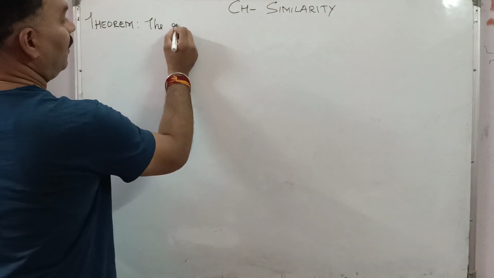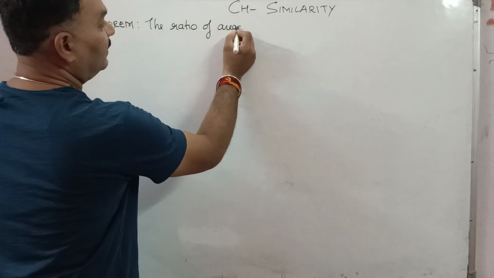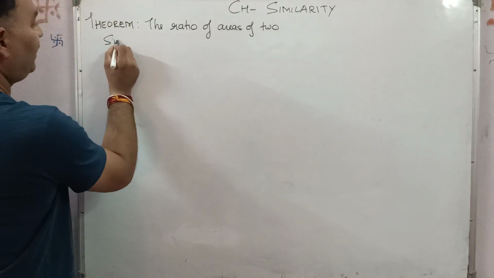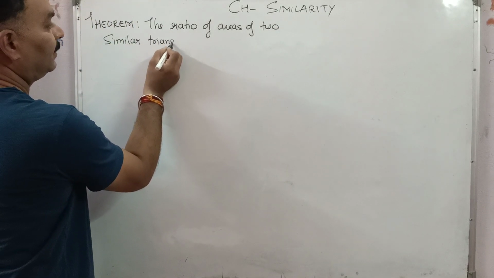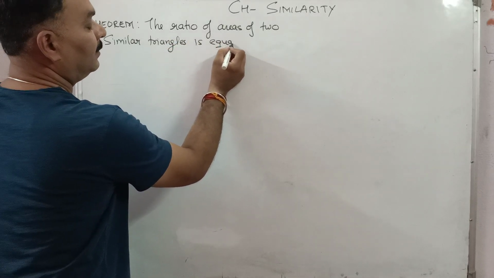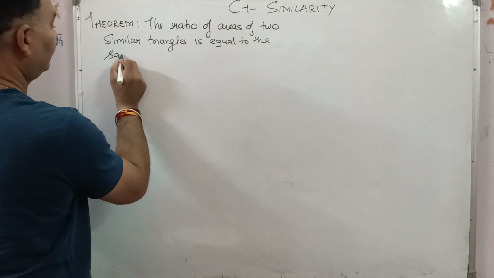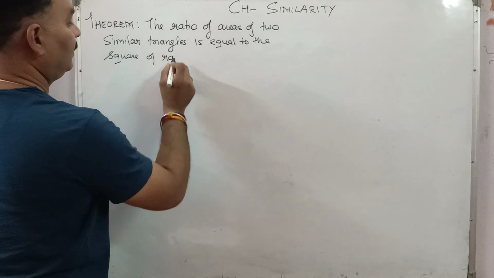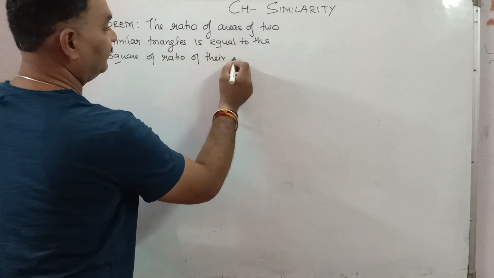The ratio of areas of two similar triangles is equal to the square of ratio of their corresponding sides.